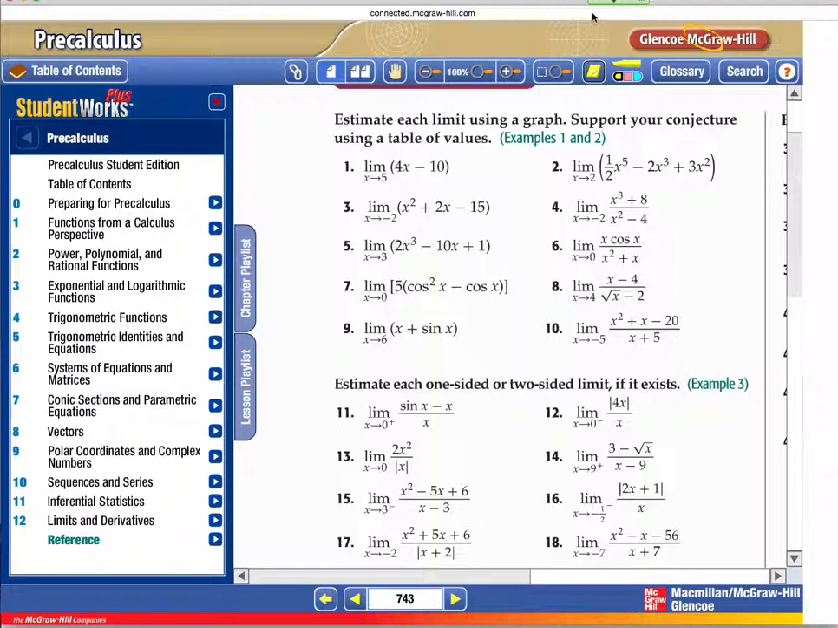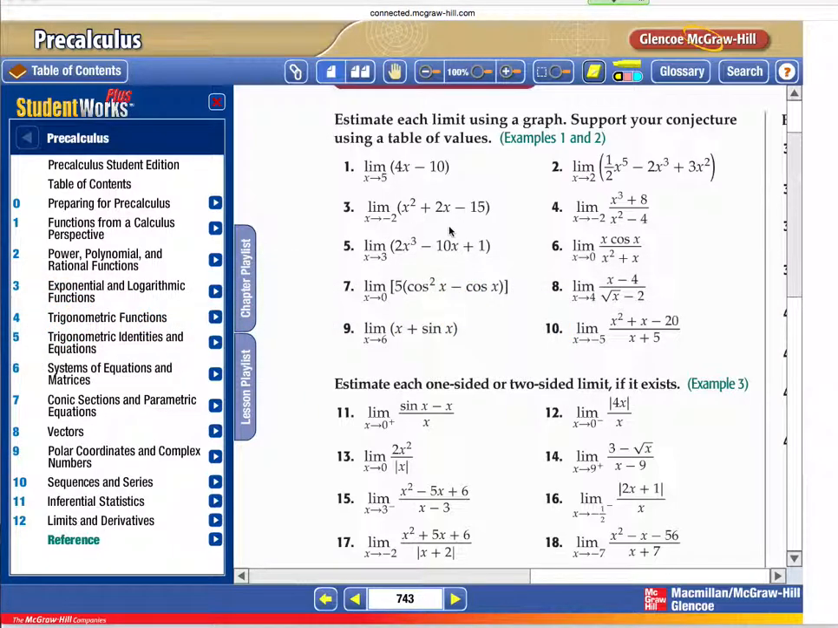Okay? So on number 3, the limit as x approaches -2 of x squared plus 2x minus 15, the solution to that should be a y value. That's what we're interested in. We are looking for a particular y value. And that y value is when I approach the x value of -2, I'm interested in what y value this function will give me. That's what we want.